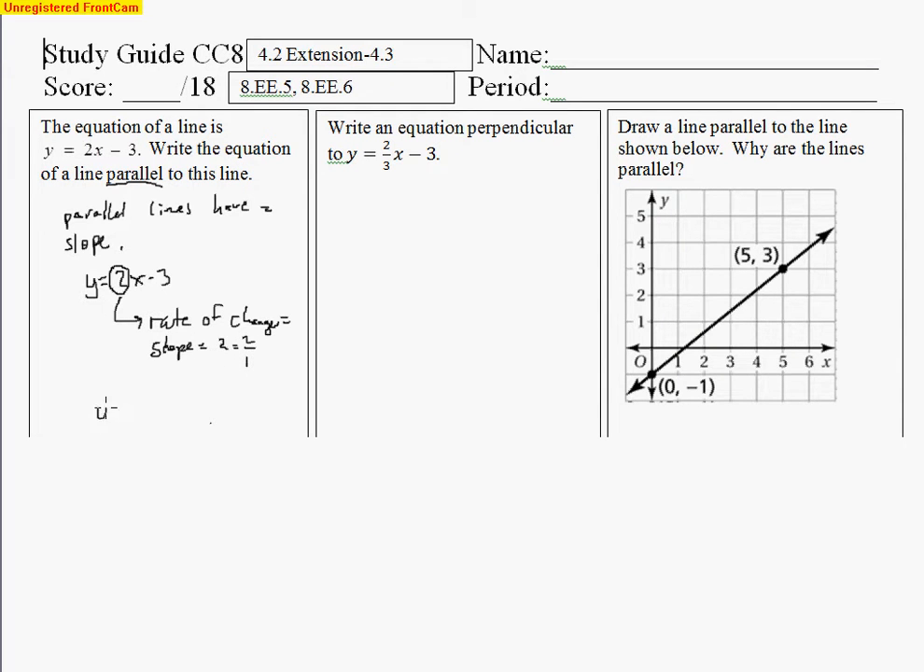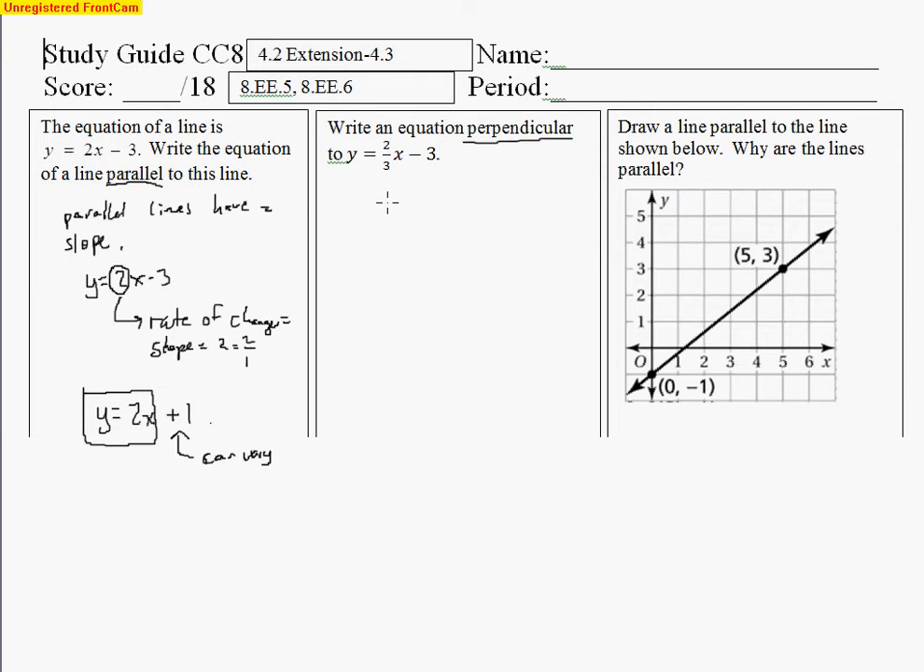So I have lots of different options here. As long as I have y equals 2x, I've got the answer correct. Now again, I could go ahead and add in another number here, plus 1, but this number here could vary. It could be any number that's added or subtracted from the 2x, but you must have this section right here, y equals 2x, for the line to be parallel.